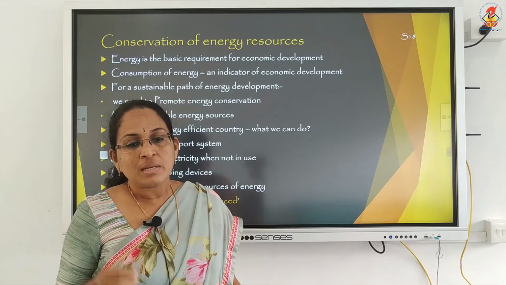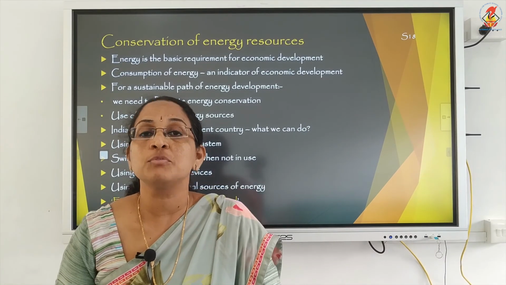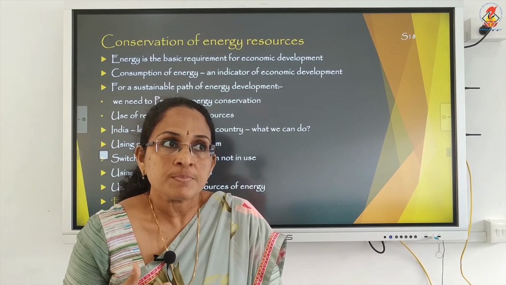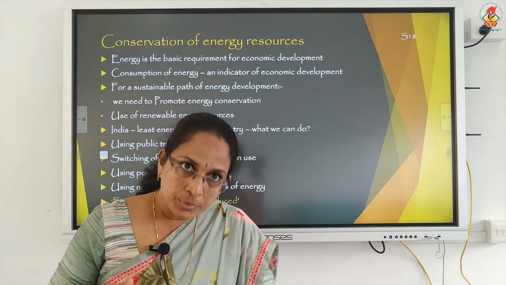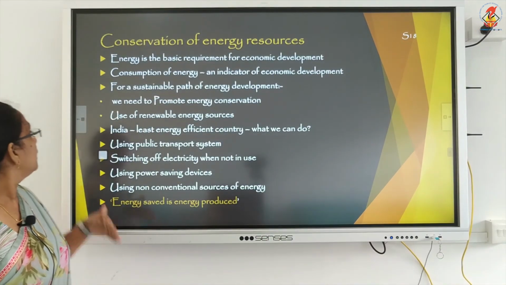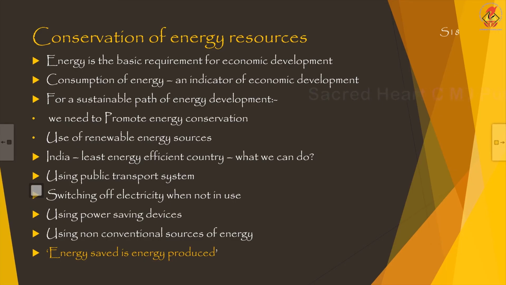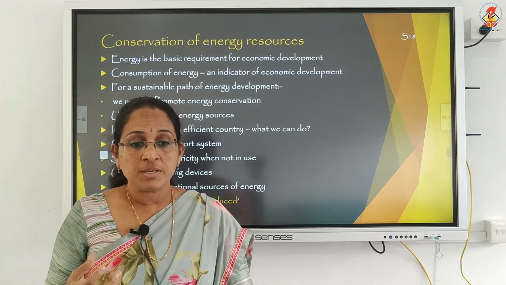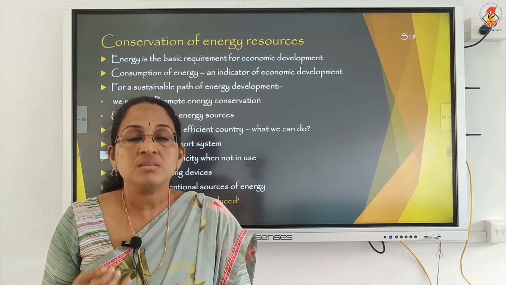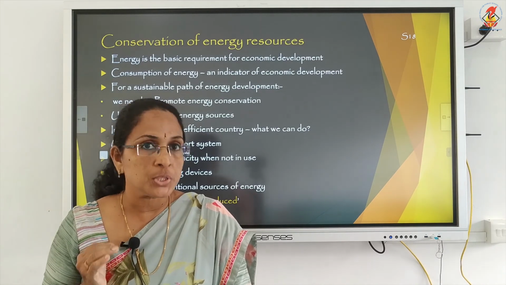But India is the least energy efficient country in the world. So, which steps can we follow? Using the public transport system, switching off electricity when not in use, using power saving devices, and using non-conventional sources of energy. By adopting some power saving methods, we are saving energy, and energy saved is energy produced.